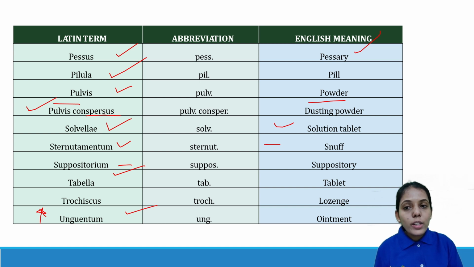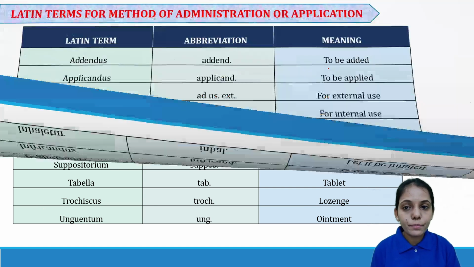So these are some of the Latin names and their meanings. Remember which are the things not related to the English meaning. First is ointment, lozenges, suppository is easy, snuff you can remember. The rest of the things you can identify from the Latin terminology.